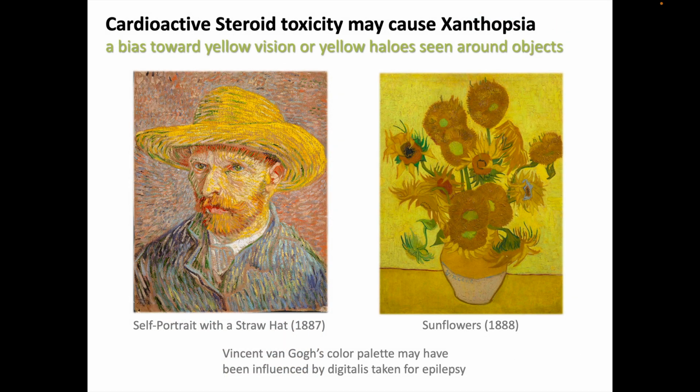And on the topic of art and artists, we come to xanthopsia. Cardioactive steroid toxicity is associated with xanthopsia, a bias towards yellow vision or seeing yellow halos around objects. For instance, it's been theorized that Vincent van Gogh's choice of a color palette may have been influenced by his use of digitalis, which, at the time, was used to treat epilepsy.